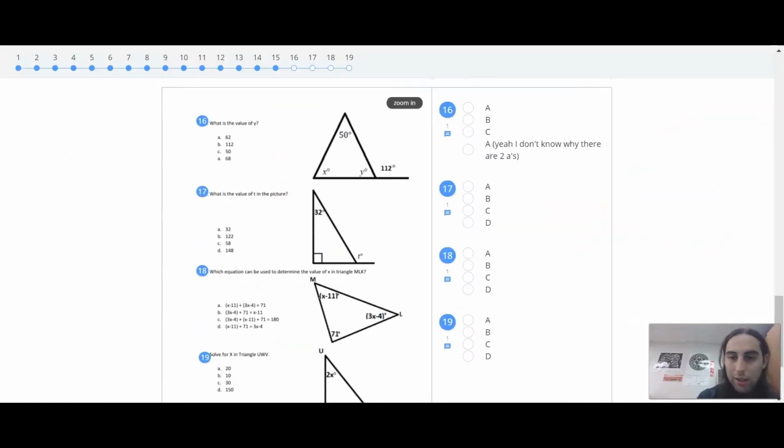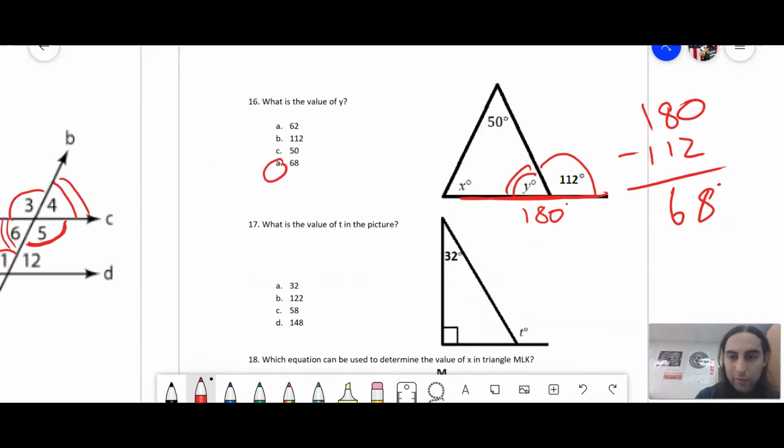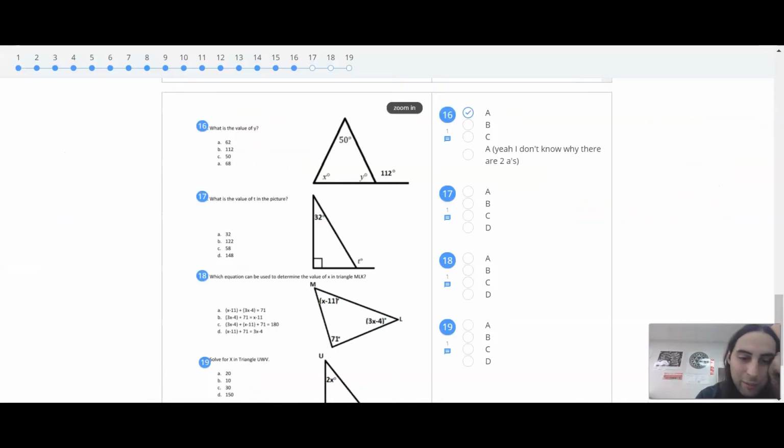16 is A. Let me back that up. 68 degrees. Now, there are two A's, right? So just pick that second A. On here I did say, yeah, I know there are two A's. What should be letter D, obviously, right?